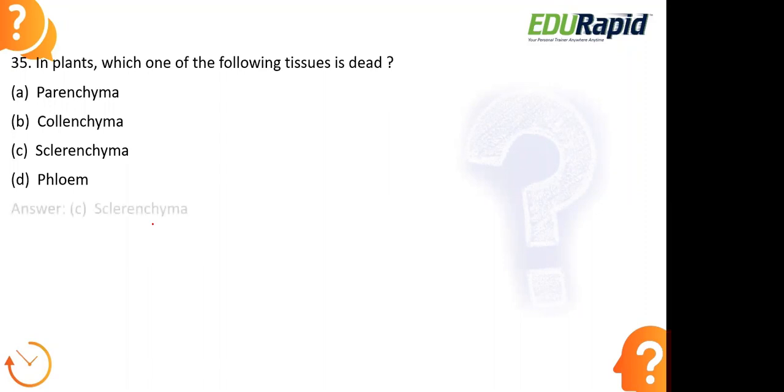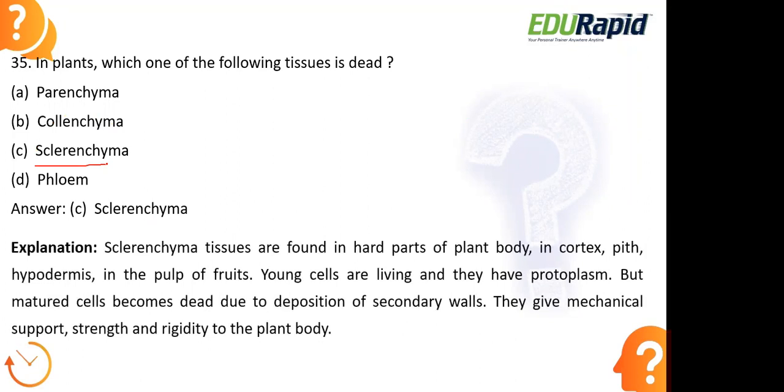Okay, let us look at the right answer. The right answer is option C, sclerenchyma. Sclerenchyma is considered the dead tissue in plants, right? All of these that we have here are different types of plant tissues: parenchyma, collenchyma, sclerenchyma, and phloem. Phloem is a vascular tissue which is responsible for carrying the food synthesized in the leaf to different parts of a plant, right? Phloem is a vascular tissue which carries food. But parenchyma is a soft tissue which is responsible for the softness of the plant. Collenchyma provides flexibility to the plant, right?